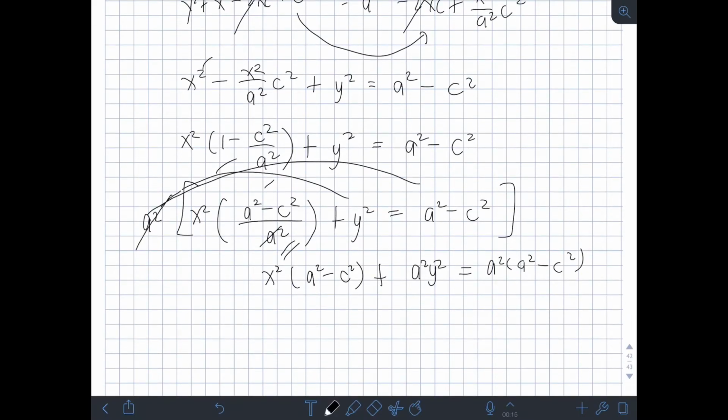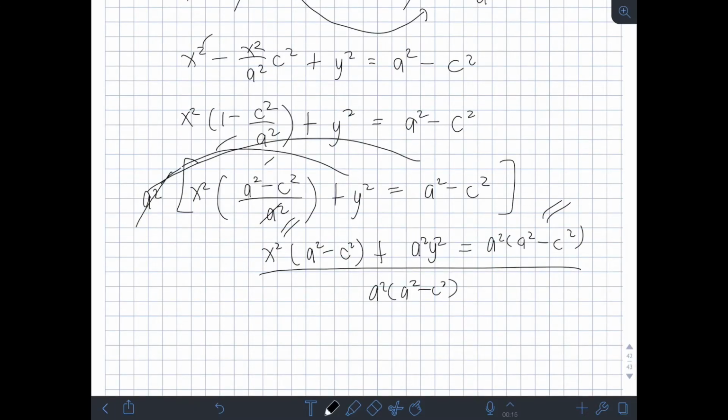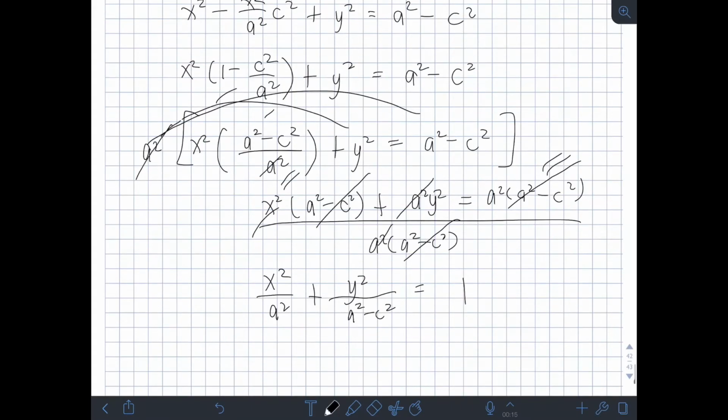Okay? Now, kung i-divide natin both sides of the equation by this. So, a squared times quantity a squared minus c squared. So, dito sa x squared, cancel si a squared minus c squared, matitira is x squared over a squared plus dito sa y squared, cancel si a squared, matitira is y squared over a squared minus c squared equals dito sa right, cancel lahat, so 1 na lang.